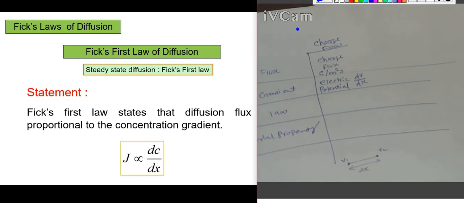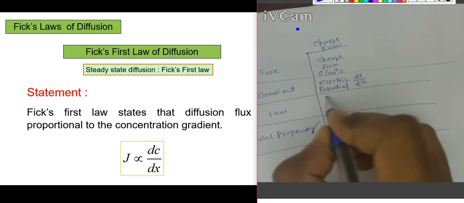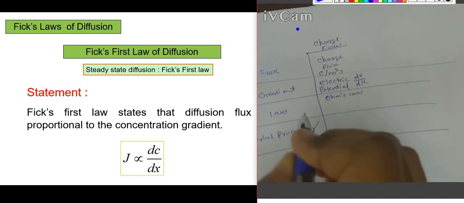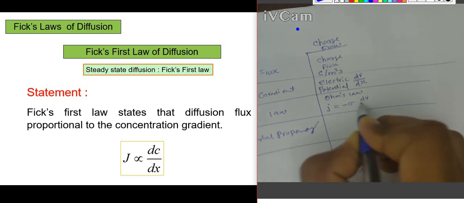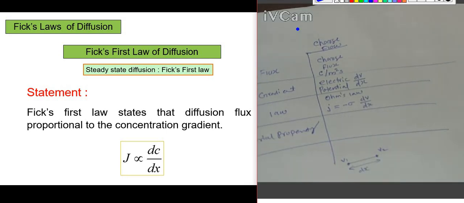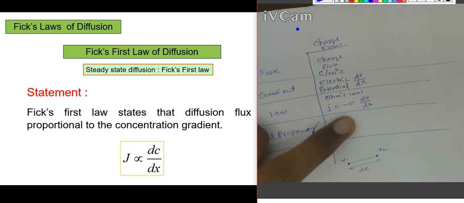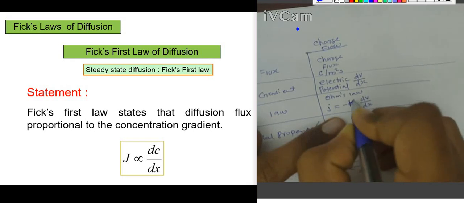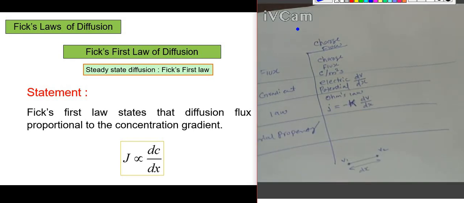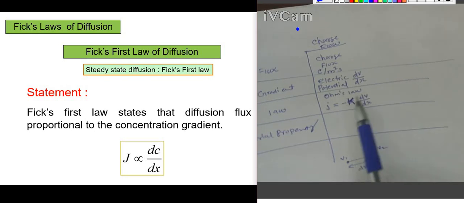Okay, and the corresponding law, what is Ohm's law? You already studied Ohm's law. What is that? J is equal to minus sigma into dou V by dou x. So the charge flux is equal to minus sigma into dou V by dou x, or instead of sigma I can use k, the commonly used letter in this law. So J is equal to minus k into dou V by dou x.